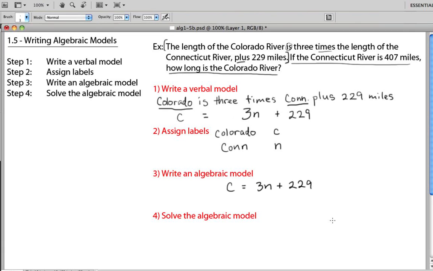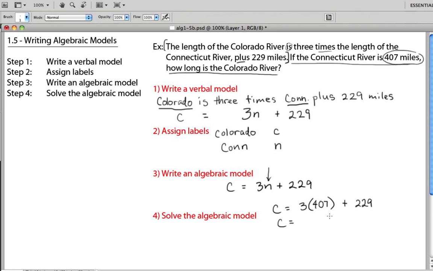So now that we have an algebraic model, in order to solve it, now you look at the question. So the question says, if the Connecticut River is 407 miles, how long is the Colorado River? So that's saying the Connecticut River, the N variable, is 407. So we're going to rewrite it. Instead of N, we'll write 407. So this says C equals 3 times 407 plus 229.